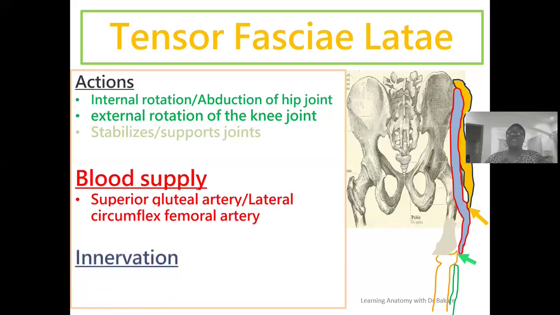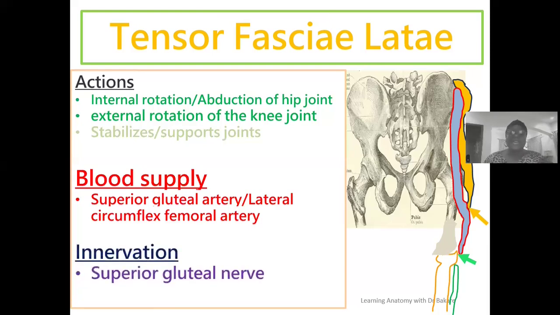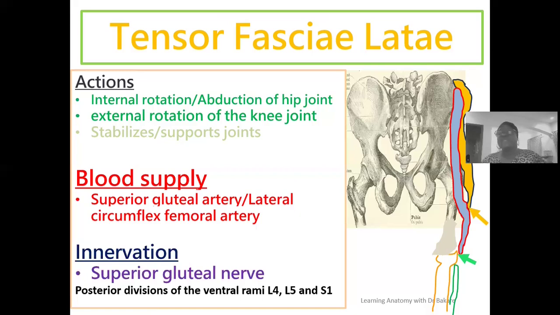Then going to the innervation, the tensor fascia lata is innervated by the superior gluteal nerve. We know that the superior gluteal nerve is one of the branches from the sacral plexus, and it specifically originates from the posterior divisions of the ventral rami of L4, L5, and S1 spinal nerves. So this is how the superior gluteal nerve emerges and provides innervation for the tensor fascia lata.